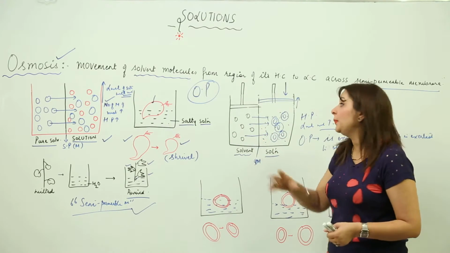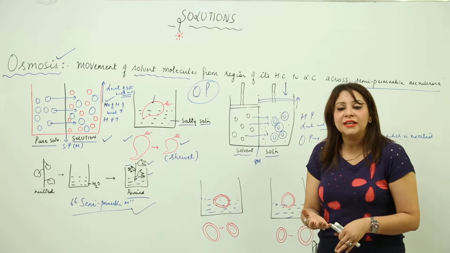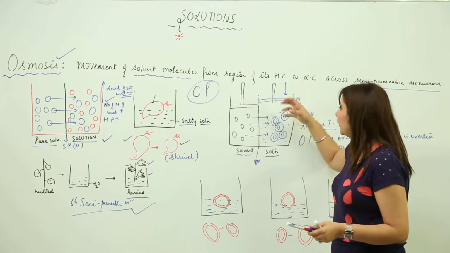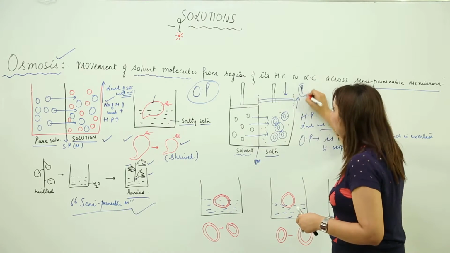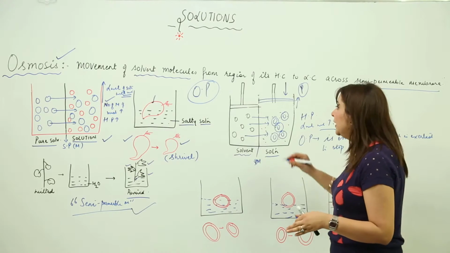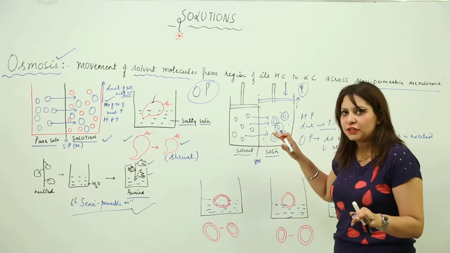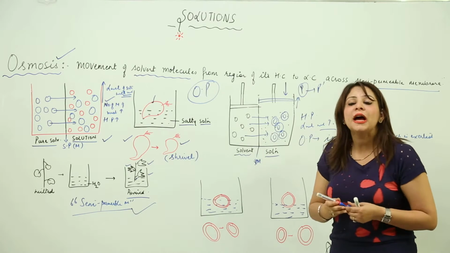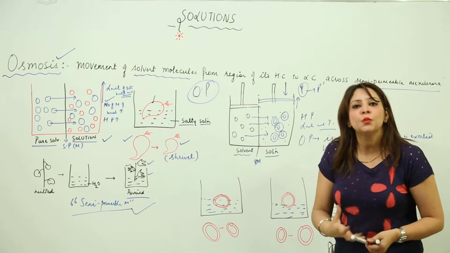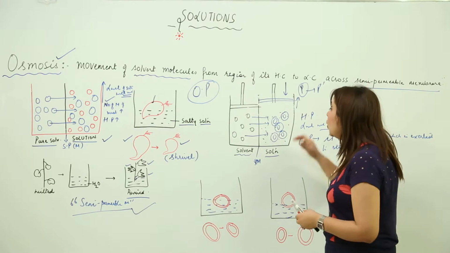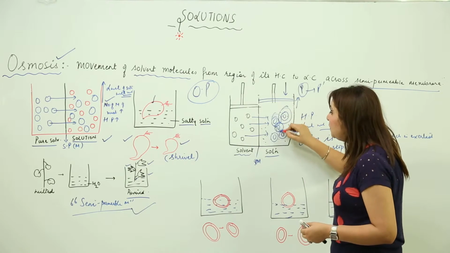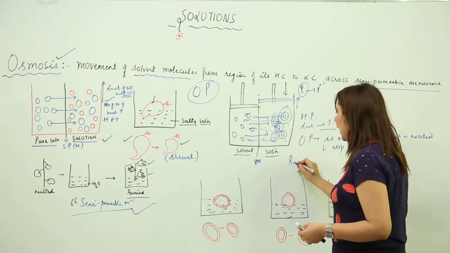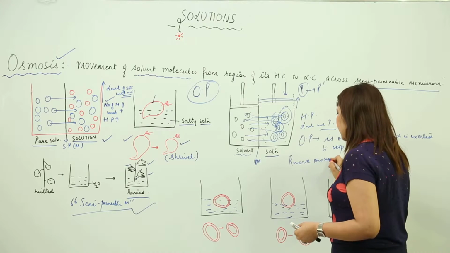And you know that if you apply this pressure beyond a limit, then what is going to happen? Suppose I apply pressure P. This much pressure is sufficient to stop osmosis. But suppose I increase this pressure from P to P dash, then what is going to happen? It will just reverse the osmosis process. That means it will now push these solvent particles back into the pure solvent side. So that is something called reverse osmosis.